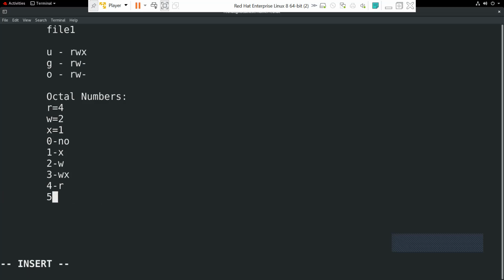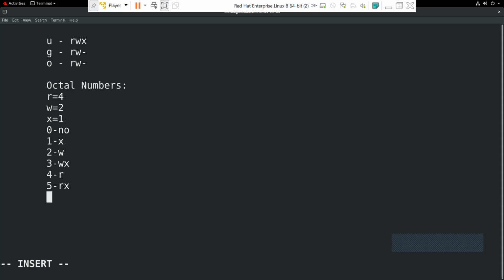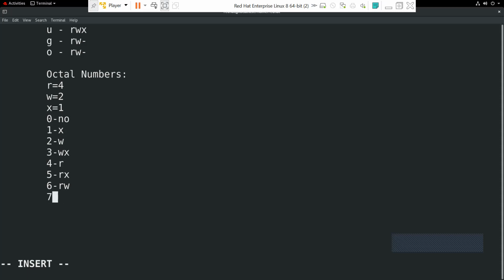Next, 5 means what? See the combination: read and execute. 6, just see the combination: read and write permission. 7 means the total count of read, write and execute. So total 7 we are getting. Is it okay? So if the number is 7, either owner or group or other, they're having the full permissions.